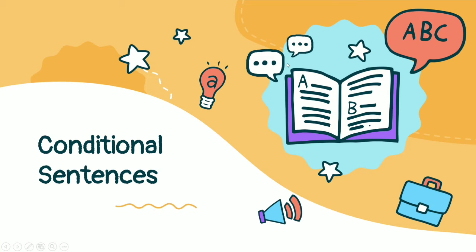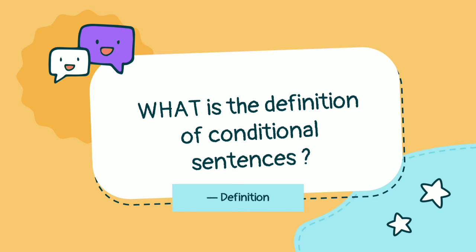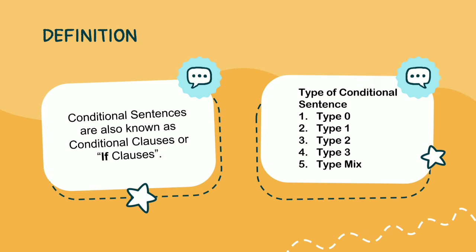Okay, now we will discuss conditional sentences. What is the definition of a conditional sentence? Conditional sentences are also known as conditional clauses or if clauses. Why are conditional sentences called if clauses? Because they are used to express that the action in the main clause depends on a certain condition.